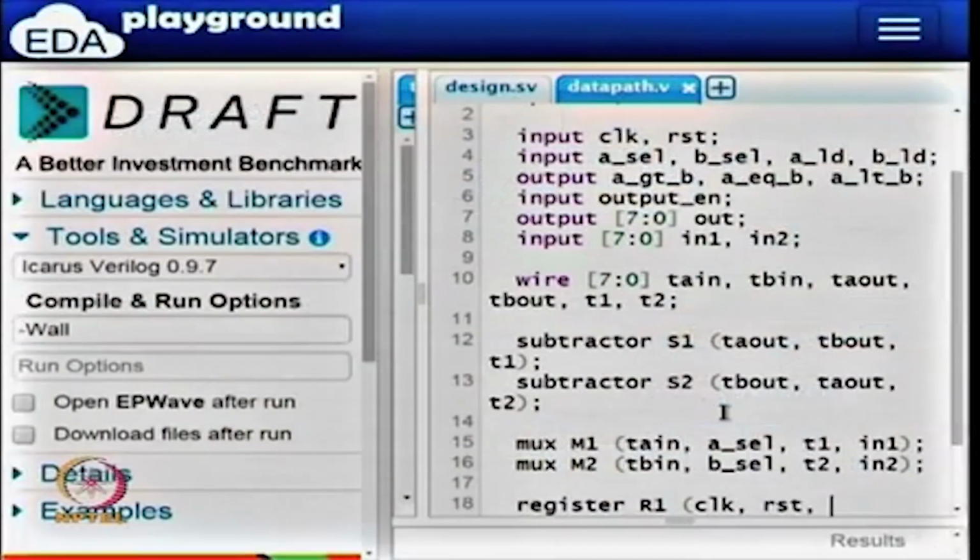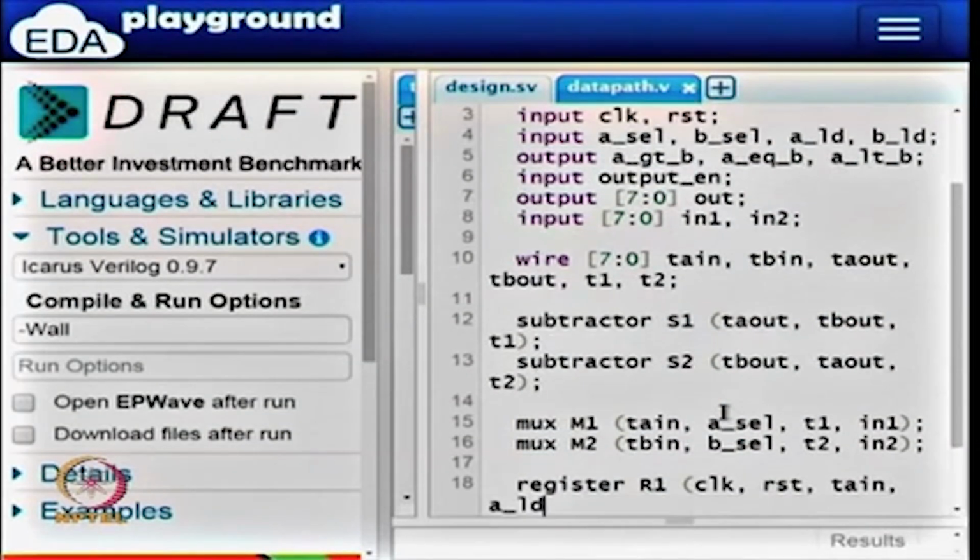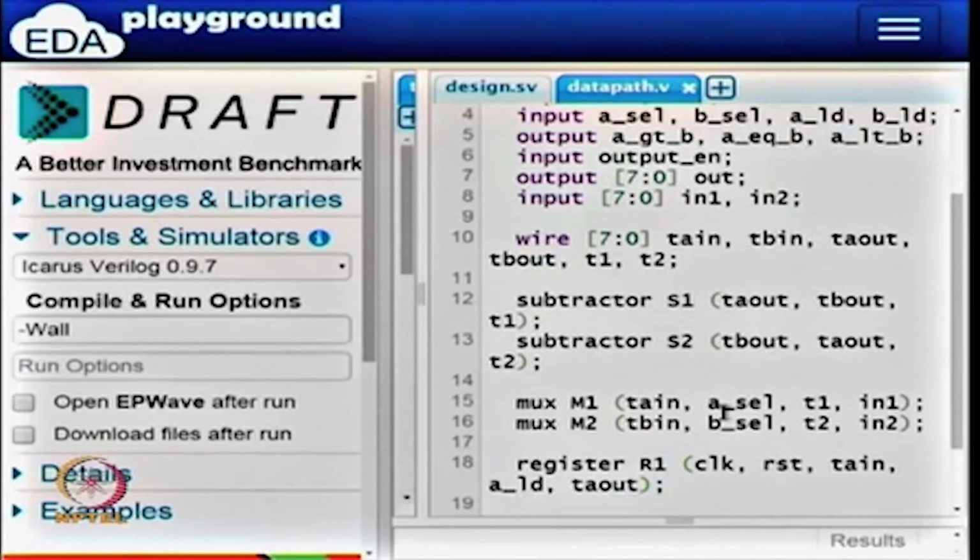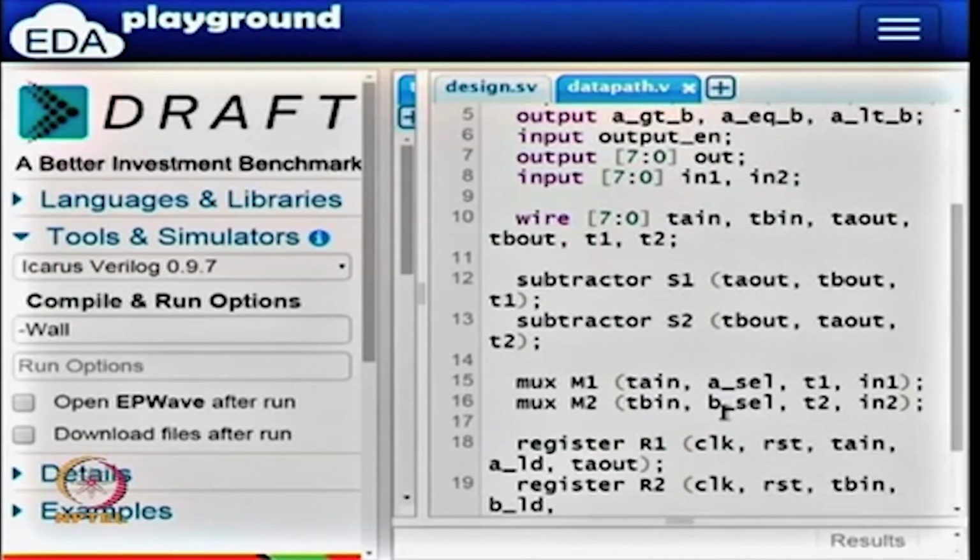So I will write it in that order: TA in, A load and TA out. Similarly, register R2 will take clock, reset, it will take TB in as the input, B load as the load enable signal and TB out as the output.